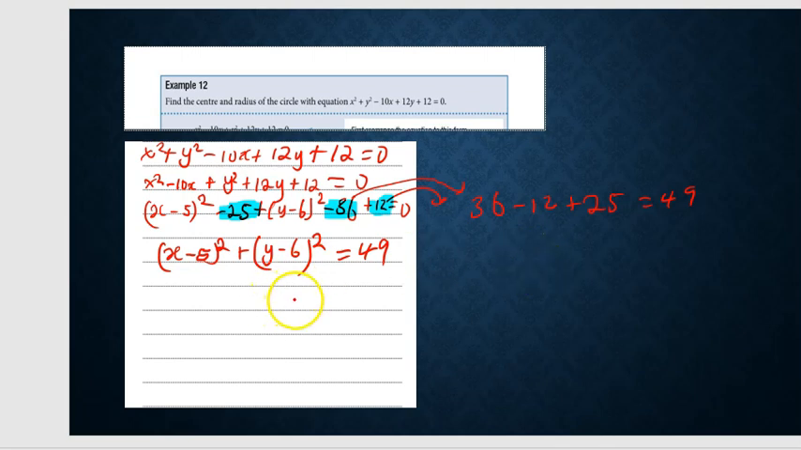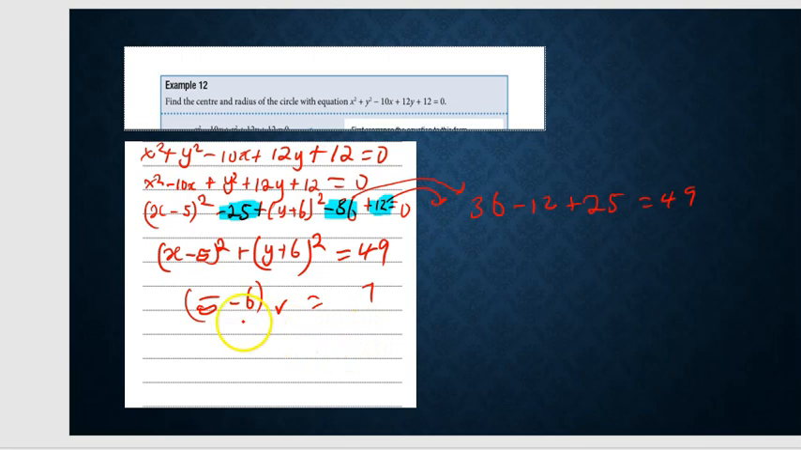Now, looking at this arrangement, our a value, if you look at the center, becomes 5, because we have negative 5 and negative 6. Negative 5, negative 6, so this is positive 6. Sorry about that. So this becomes 5 and negative 6 as our center. And the radius is simply 7, because the square root of 49 is 7. So r is equal to 7.